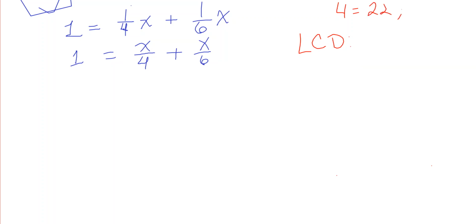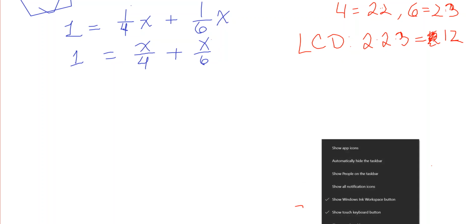2 times 2, and then 6 is 2 times 3. So I need at least 2 powers of 2 and a 3, so it's going to be 2 times 2 times 3, which would be 4 times 3, or 12. So I'm going to be multiplying this by 12 to get my denominators the same. So I'm going to take both sides and multiply by 12.